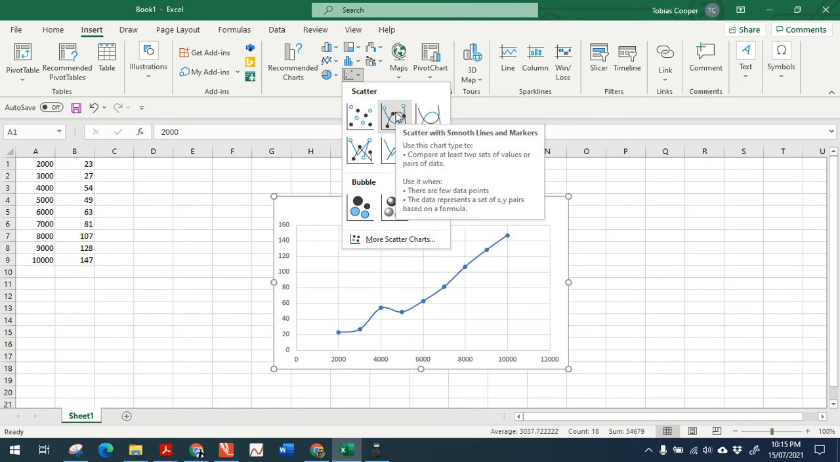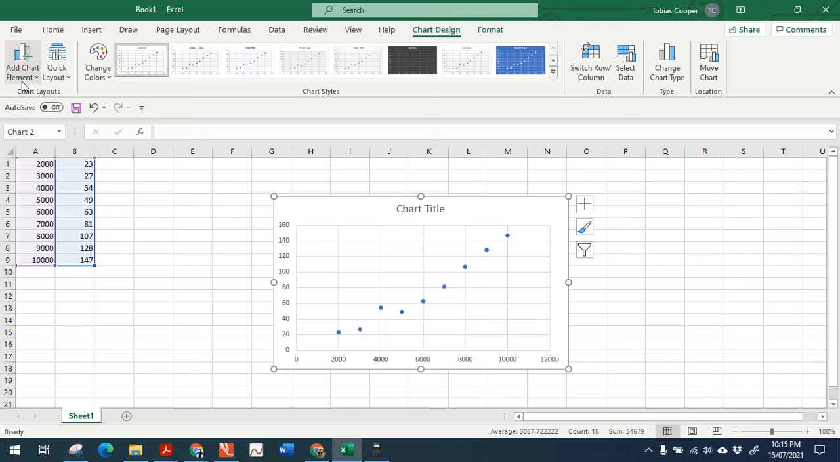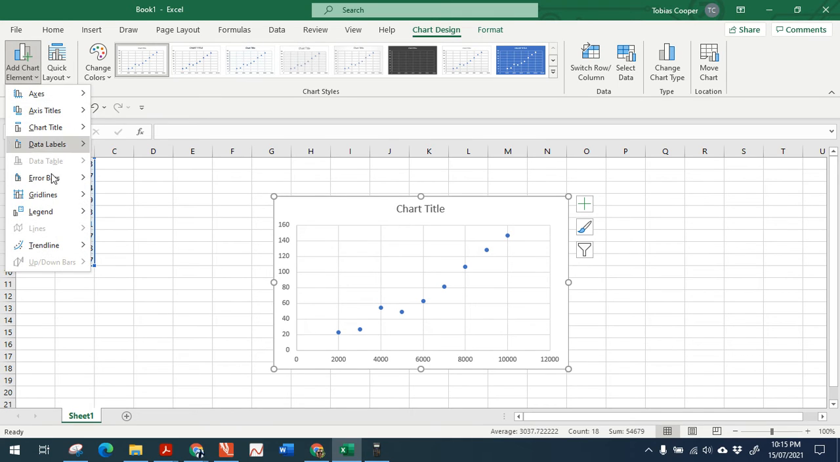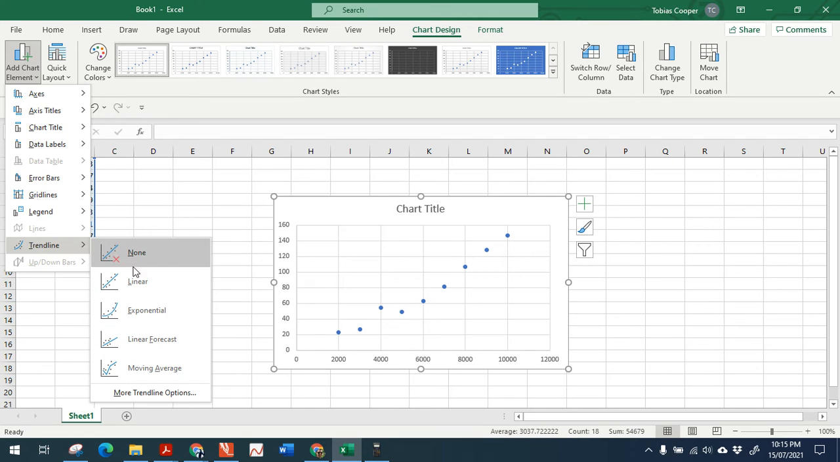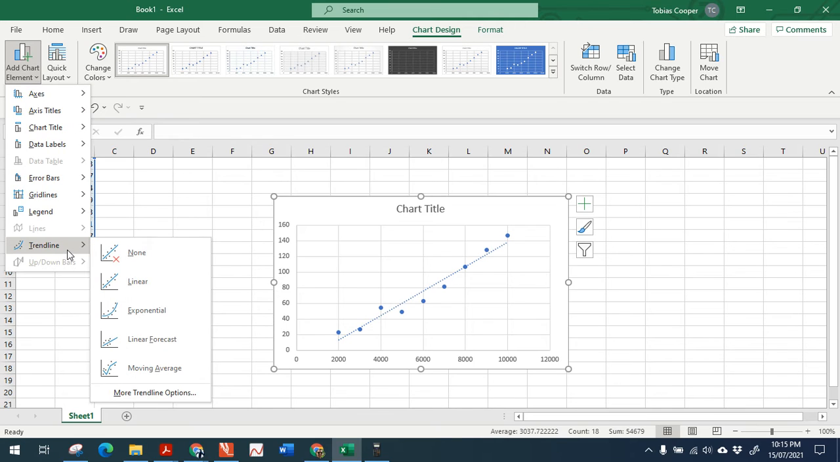Okay, just here. So I want the scatter plot. Now on the left-hand side here, I can add chart element. Right, you can see where it says trend line. So I want linear because I want the line of fit. And then if I come down here, trend line, I can choose more trend line options down here.